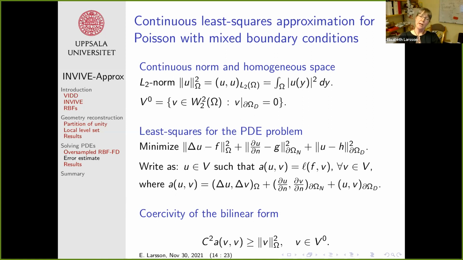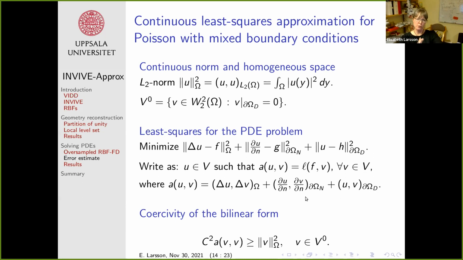And we can write that using the techniques from finite elements, really. We can rewrite that as a bilinear form of U and V equals a linear functional of f and v for all functions in the space V or V0. And the bilinear form will then be the inner product of the Laplacians, the inner product of the normal derivatives, and the inner product of the functions themselves on the Dirichlet boundary.